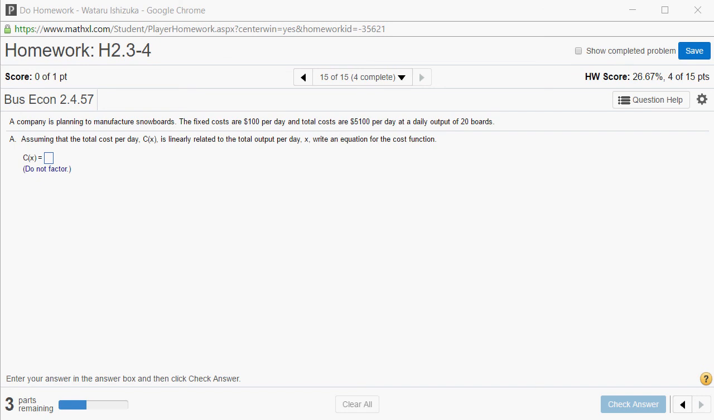Alright, let's look at homework 2.3, 2.4, problem number 15. A company is planning to manufacture snowboards. The fixed cost, so this is basically the y-intercept, is $100 per day. And the total costs are $5,100 per day at the daily output of 20 boards.